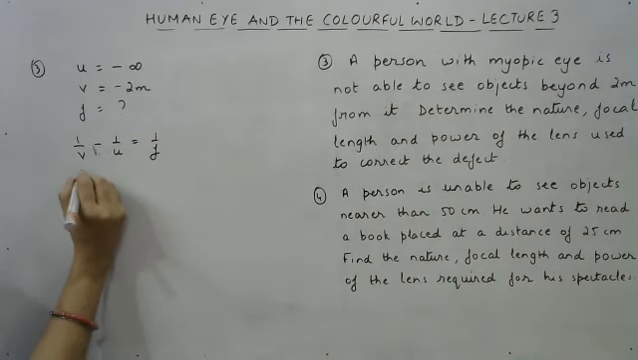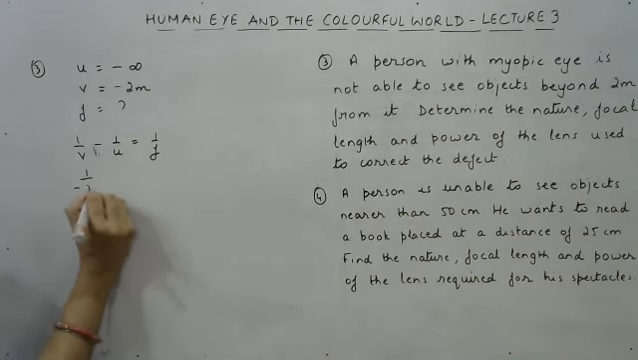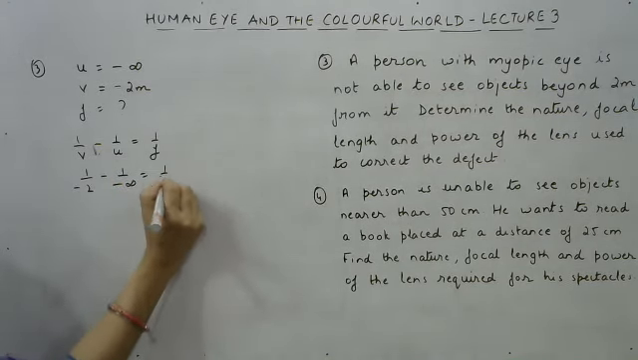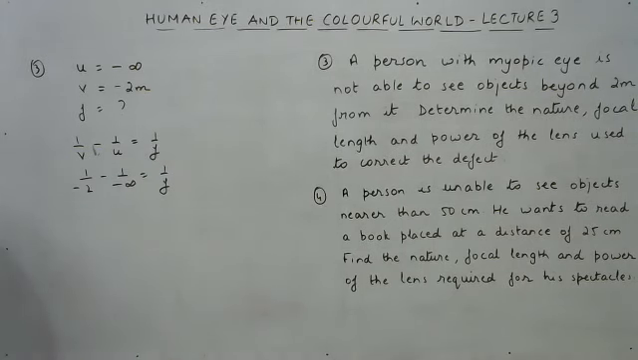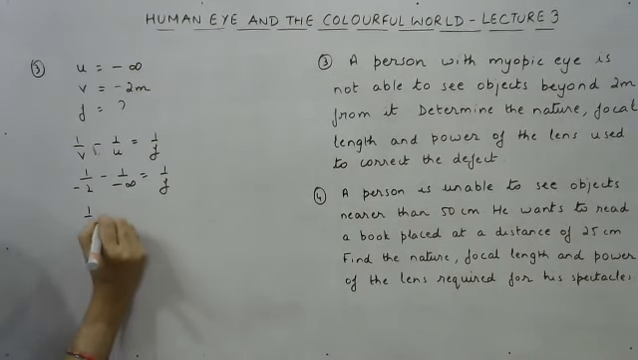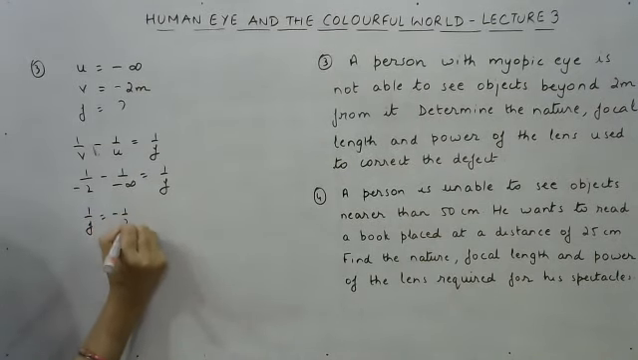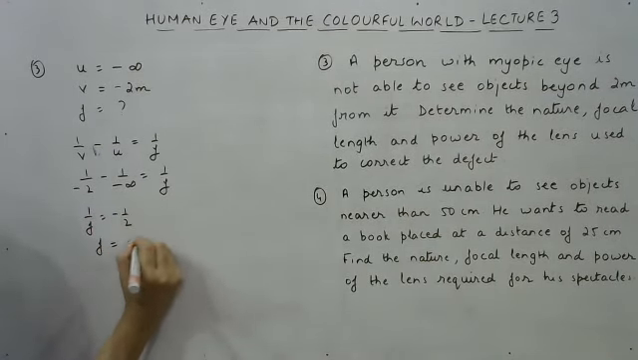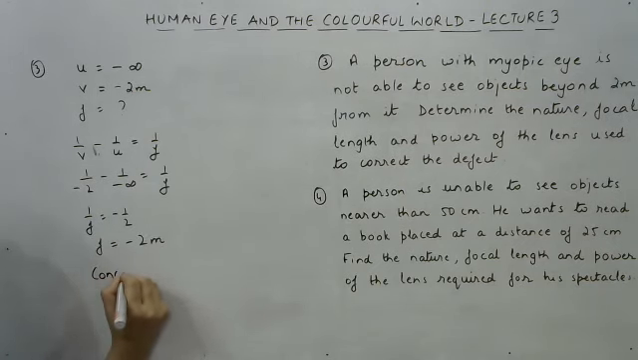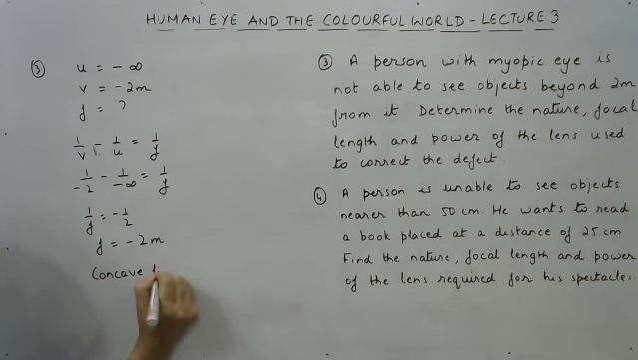Substitute the values, that is 1 upon minus 2 minus 1 upon minus infinity is 1 upon f. 1 upon infinity is 0 as we discussed in question number 1. So 1 upon f comes out to be minus 1 by 2, or f is minus 2 meters over here. So the nature of the lens will be a concave lens since the focal length is negative. So from here we come to know the nature of the lens.